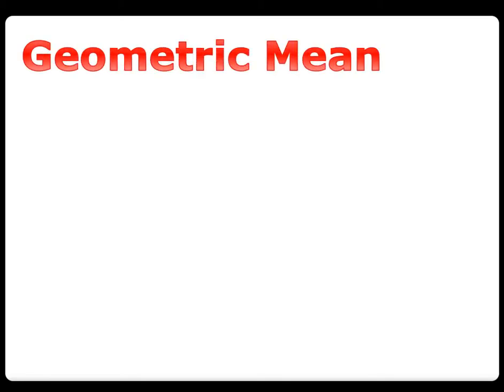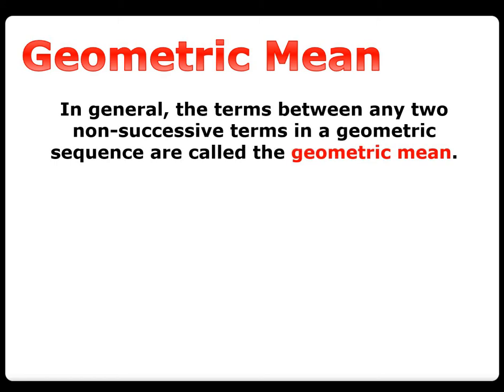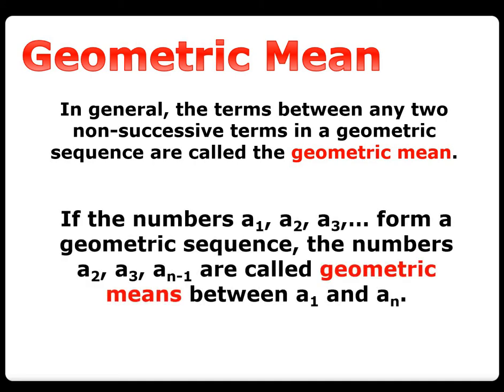So let's start with what is geometric mean? In general, the terms between any two non-successive terms in a geometric sequence are called the geometric means. If the numbers a sub 1, a sub 2, a sub 3 form a geometric sequence, the numbers a sub 2, a sub 3, up to a sub n minus 1 are called geometric means between a sub 1 and a sub n.